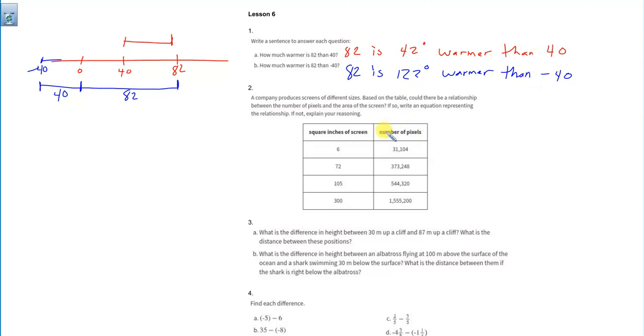Actually, no, let's go ahead and do this. I think we got 2 minutes. We can finish number 2. A company produces screens, and based on the table, could there be a relationship between these? Okay, so if there's a relationship, that means when I divide them, pixels divided by square inches, I should get the same number.